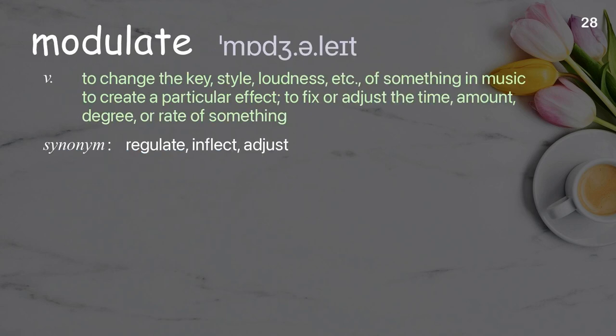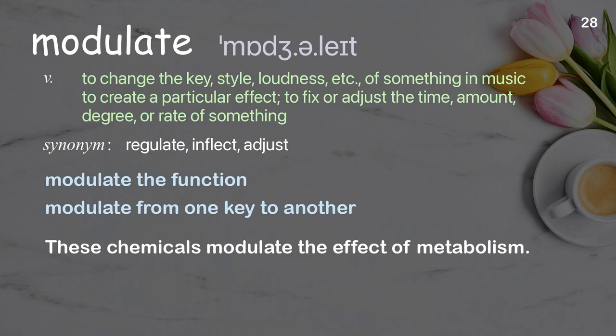Modulate. To change the key, style, loudness, etc., of something in music to create a particular effect, to fix or adjust the time, amount, degree, or rate of something. Examples: modulate the function, modulate from one key to another. These chemicals modulate the effect of metabolism.